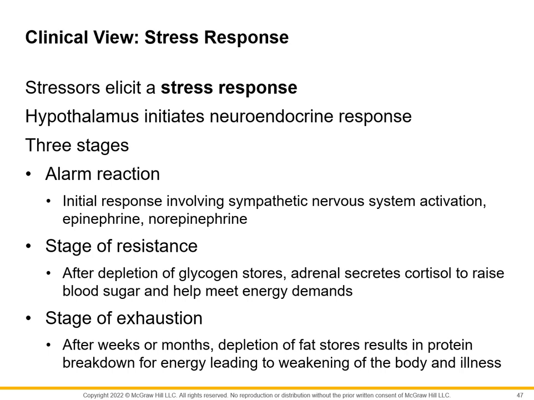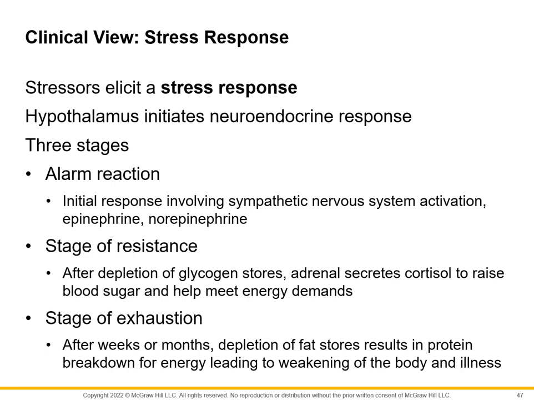Resistance is a period afterwards in which we've depleted glycogen stores, so we're mobilizing nutrient reserves. So we're breaking down glycogen into glucose. The adrenal gland is secreting cortisol to help raise blood sugar, and then that sugar is being used to meet energy demands. So maybe making ATP so you can contract your muscles, so you can deal with whatever the stressor is that you are dealing with.